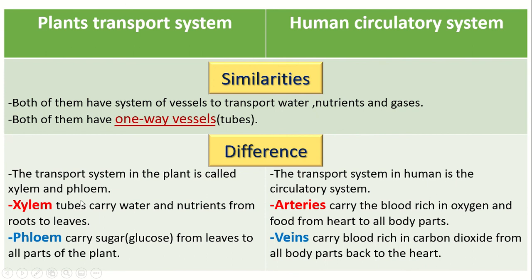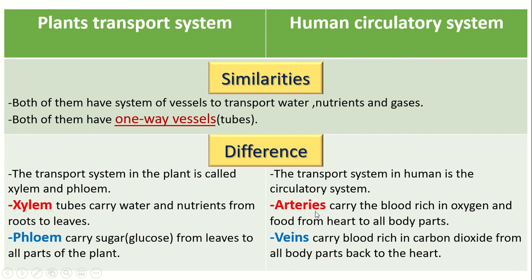In the transport system of the plant, we have xylem and phloem. And the transport system in humans is the circulatory system, which consists of the heart and the blood vessels. Okay, what do the xylem and the phloem carry? The xylem carries water and nutrients from roots to leaves, and the phloem carries sugar or glucose from leaves to all the plant. What about the circulatory system?